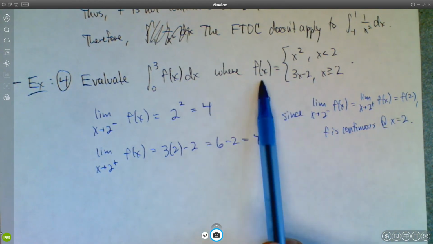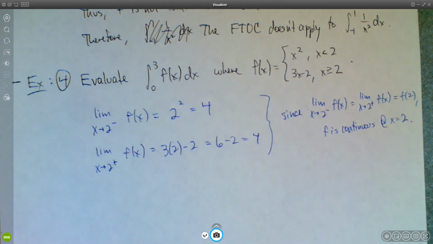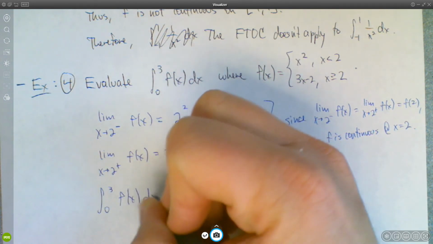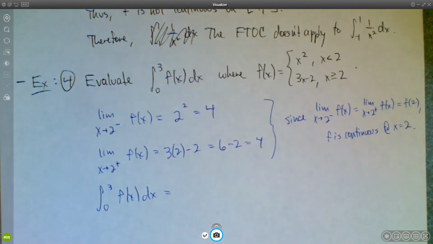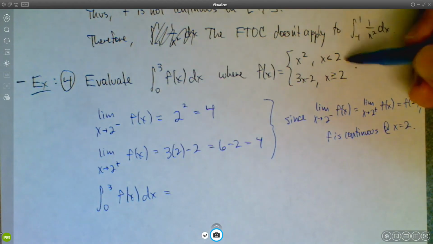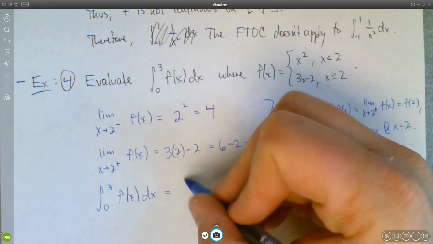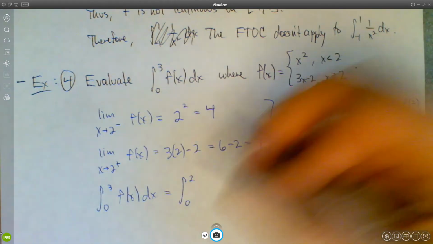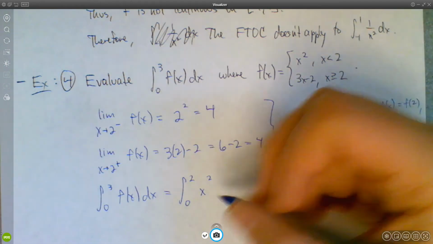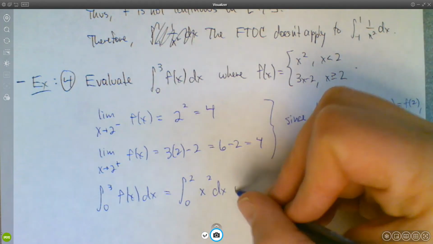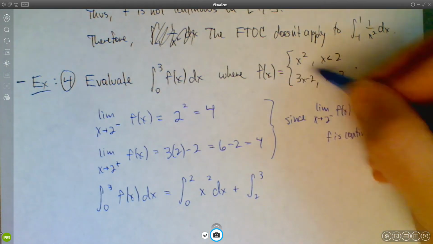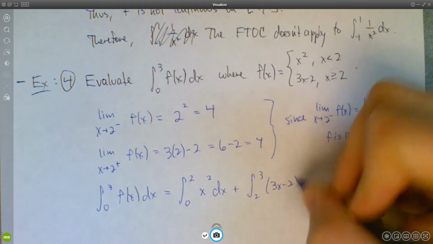That means that f is continuous on the interval from 0 to 3. So the fundamental theorem of calculus applies. So we can say the integral from 0 to 3 of f of x dx. A convenient place to split this would be right at 2. So that's going to be the integral from 0 to 2. Now if x is less than 2, we're using the top rule, so it's going to be the integral from 0 to 2 of x squared dx, plus the integral from 2 to 3 of, if x is greater than 2, then we use the bottom rule, so that's going to be 3x minus 2 dx.